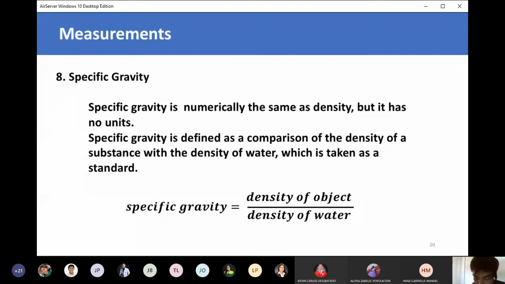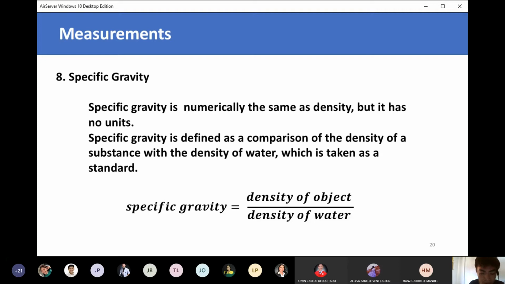Okay, so I think this is the last one. So last one, we have specific gravity. So what is specific gravity? That is similar to density, just without the units. Density, we have the units grams per cubic centimeter, grams per ml. But for specific gravity, you just remove the units.